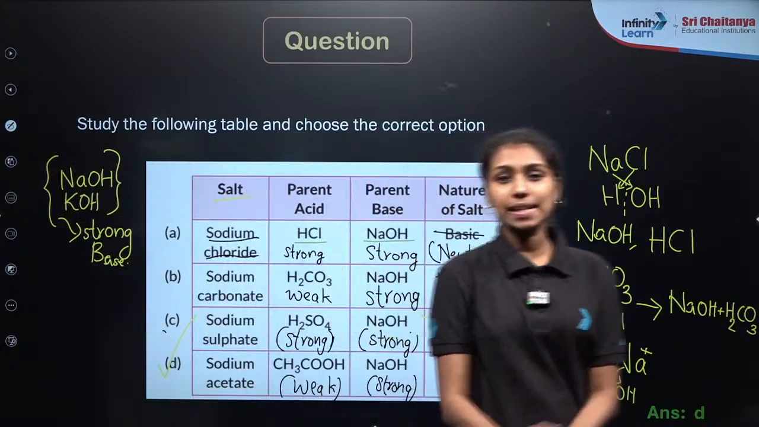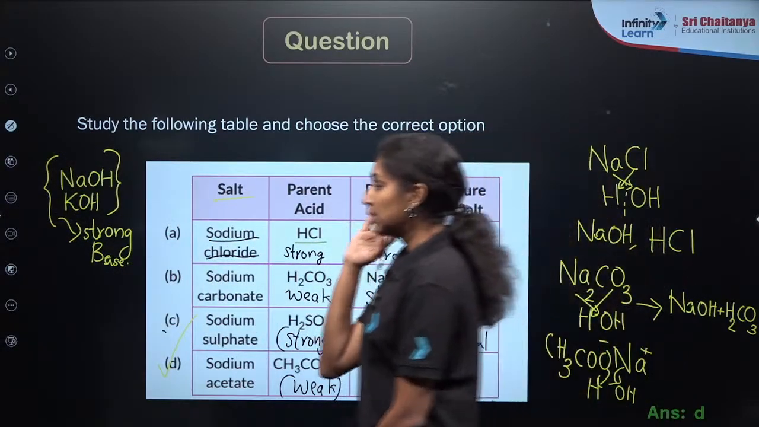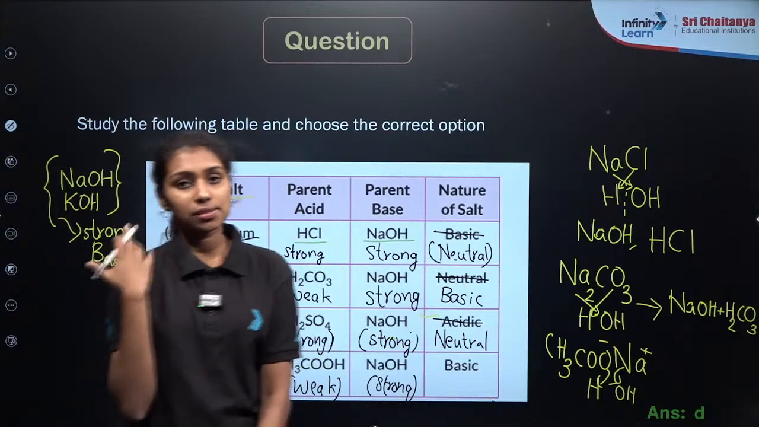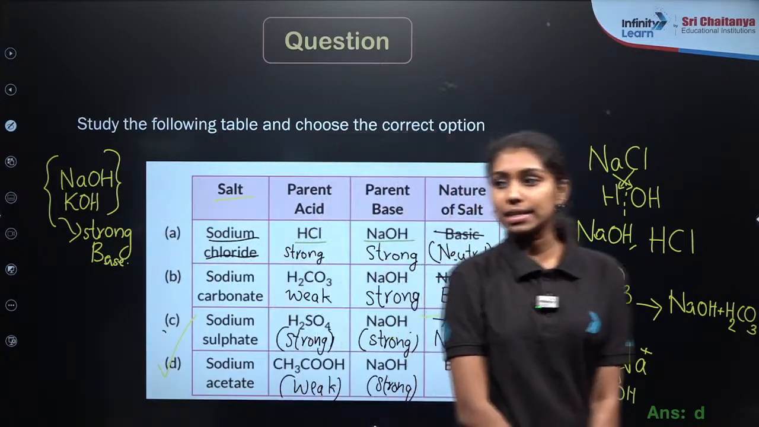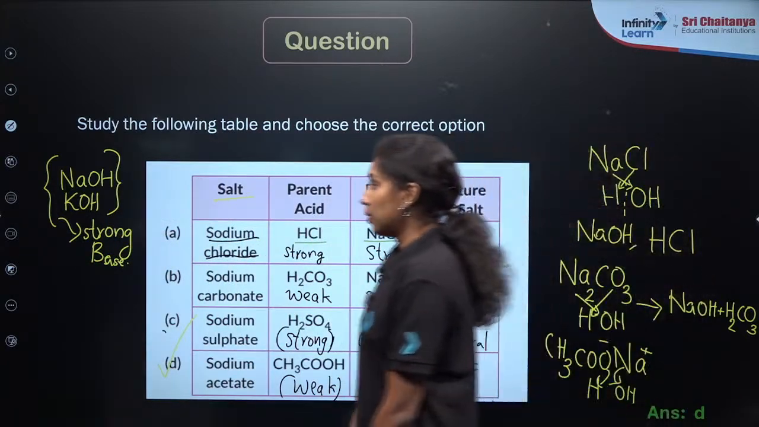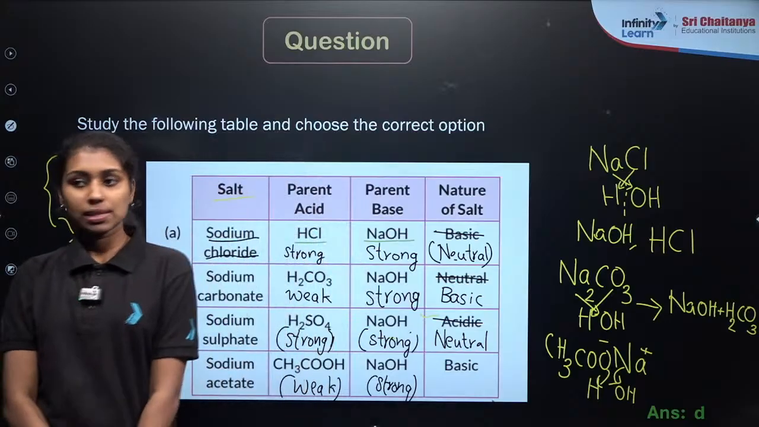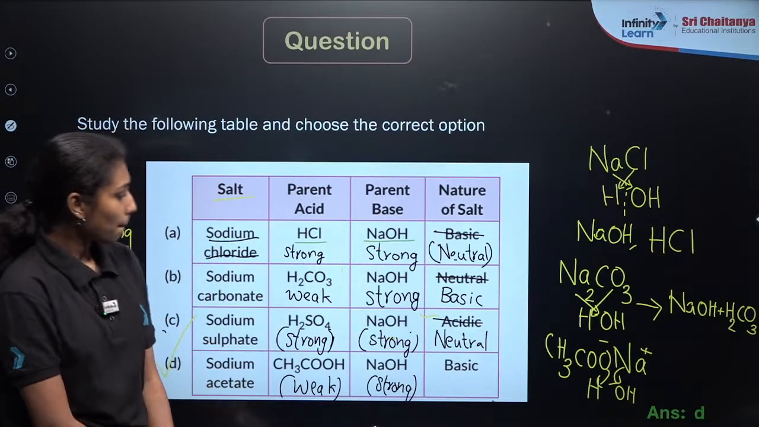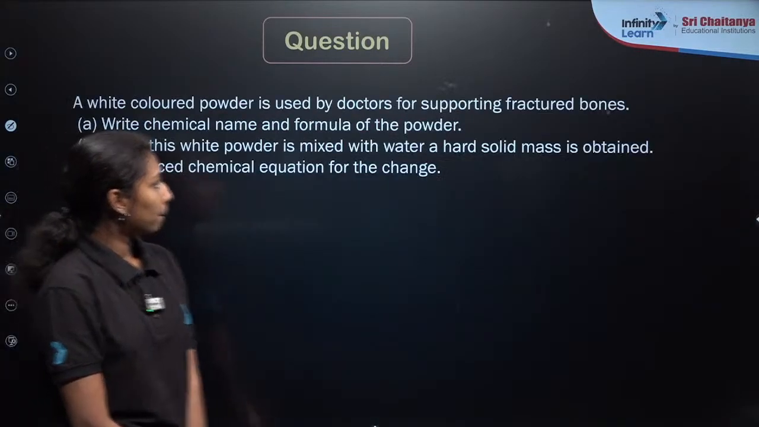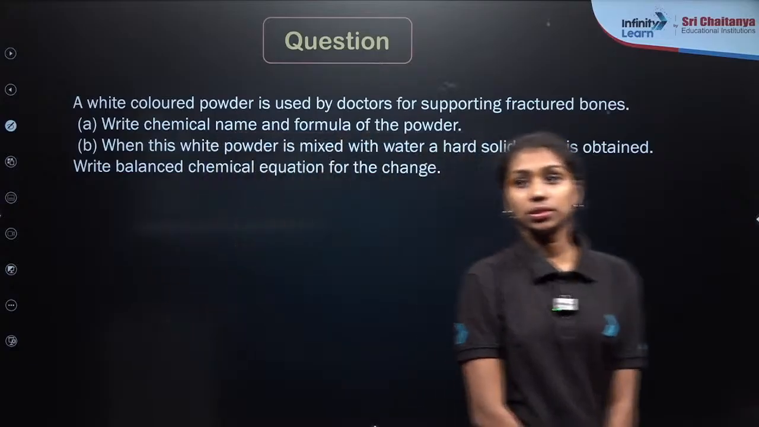In your complete NCERT textbook, you will get the idea about the different bases, having strong bases, weak bases, strong acid and weak acid. Just go through that. Okay, I hope this is understood by everyone. Here is our last question.